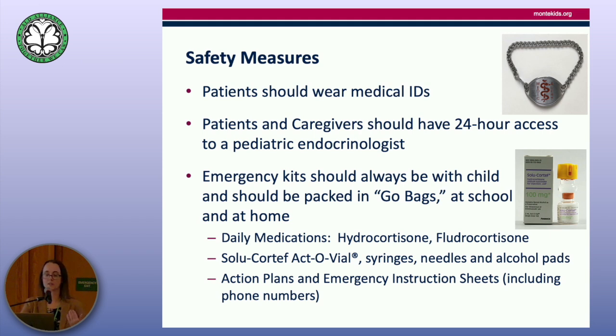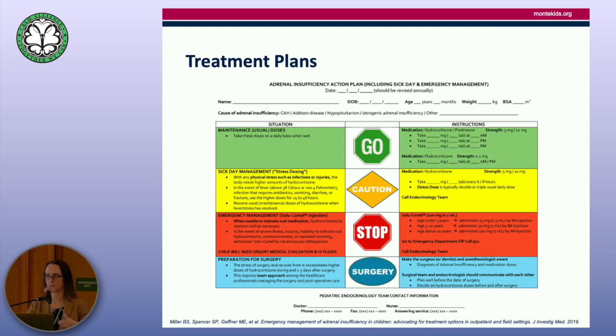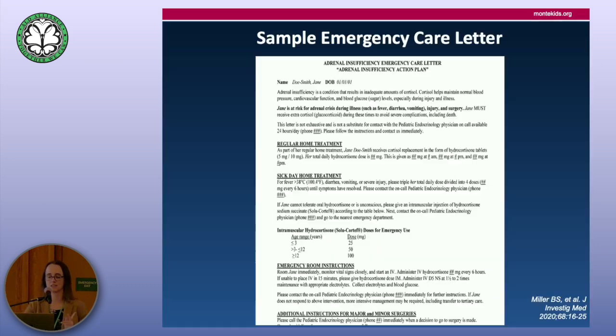And then they should have some sort of action plan. And everyone has different action plans. This is from a publication that the Pediatric Endocrine Society did. It's very pretty and it's colorful, although I think it has a lot of words on it. But the idea is that you should know this is my daily medicine, this is when I'm sick, this is when I'm in bad shape and what to do, and then what to do with surgery, which is complicated in a sec.